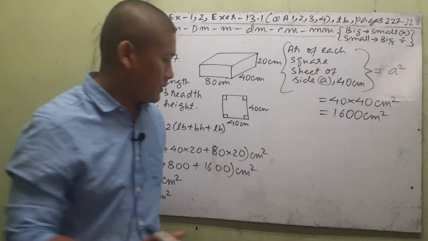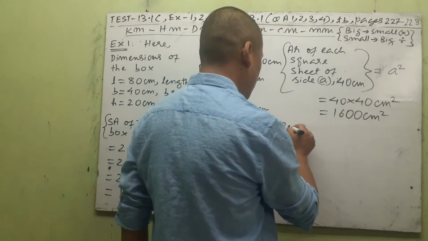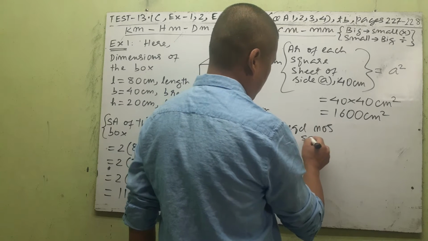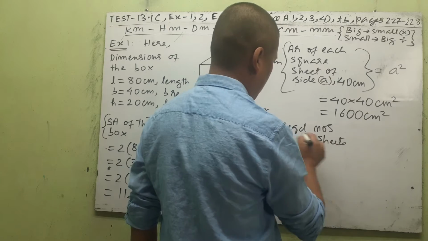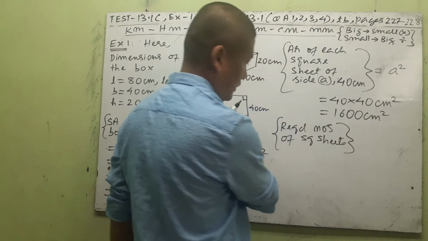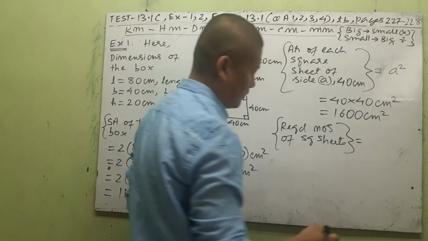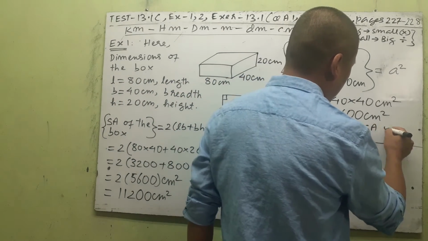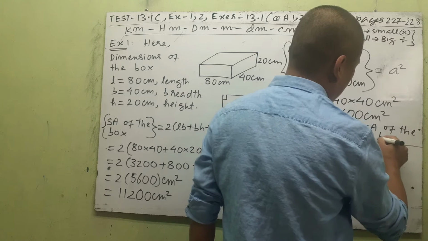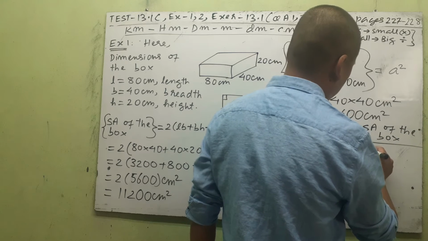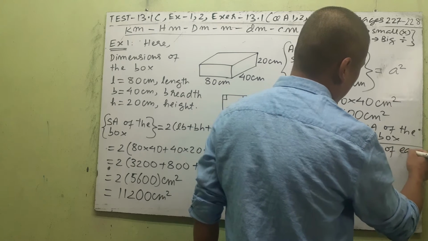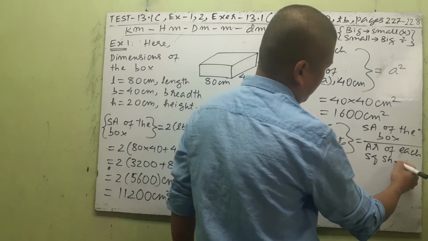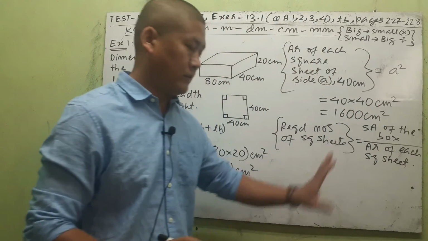How many square sheets of paper are required? So the number of square sheets required of this type will be equal to the surface area of the box divided by the area of each square sheet of paper. That's our answer.